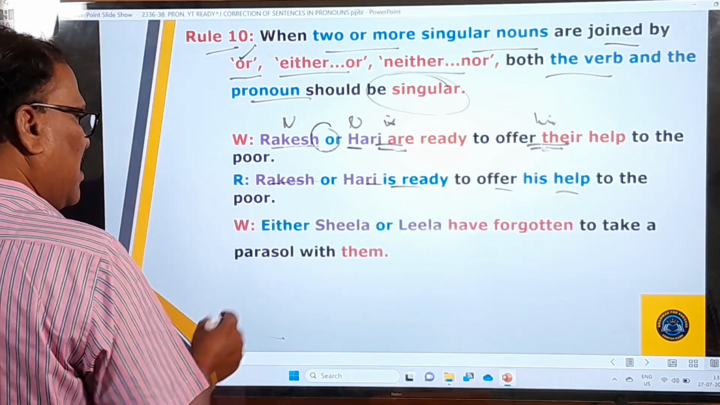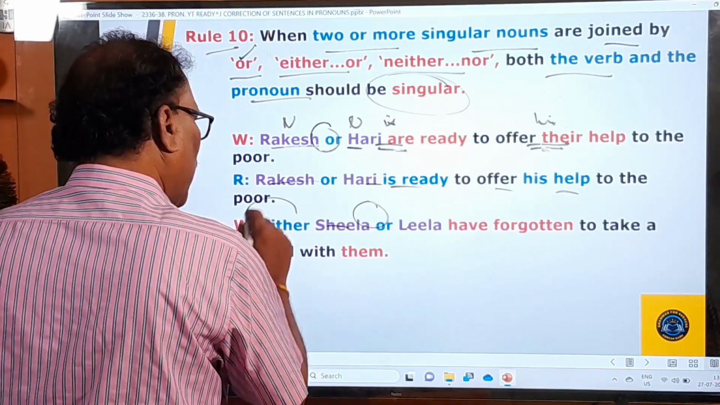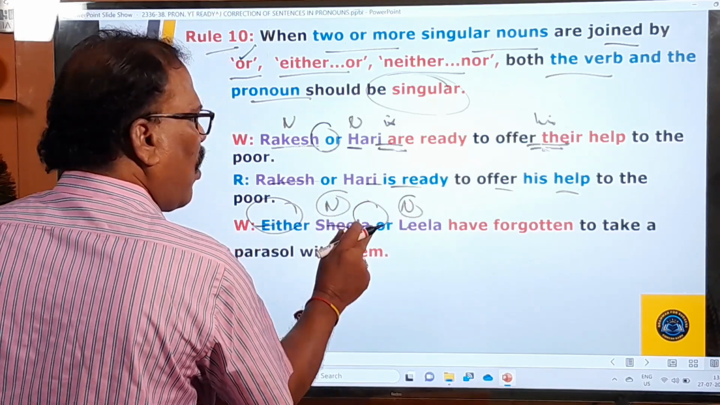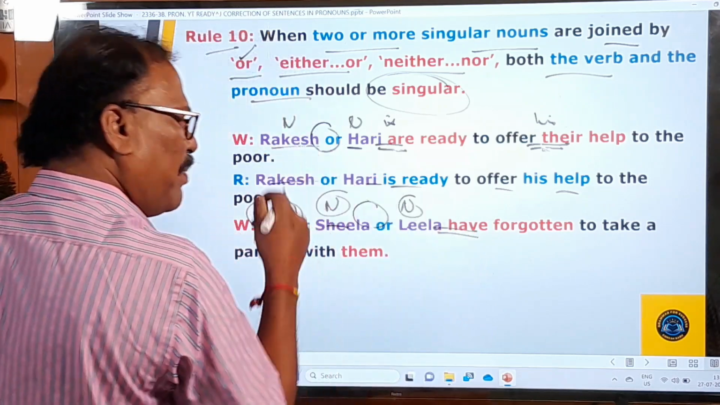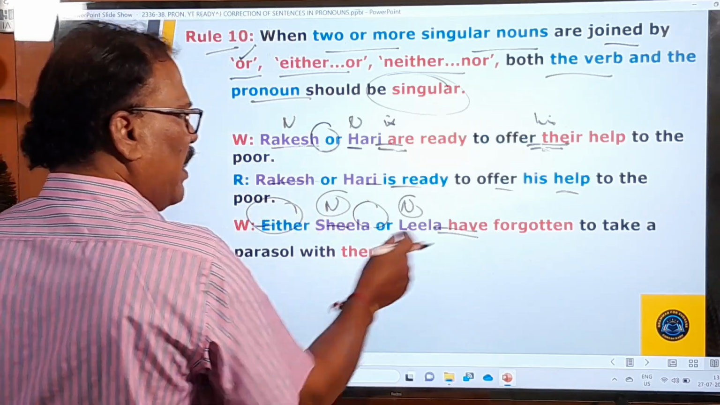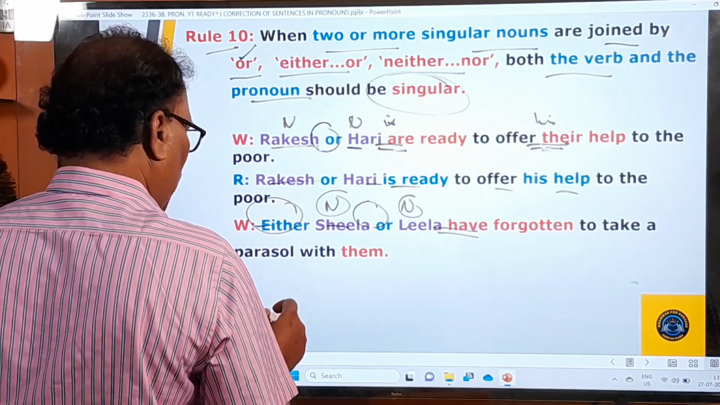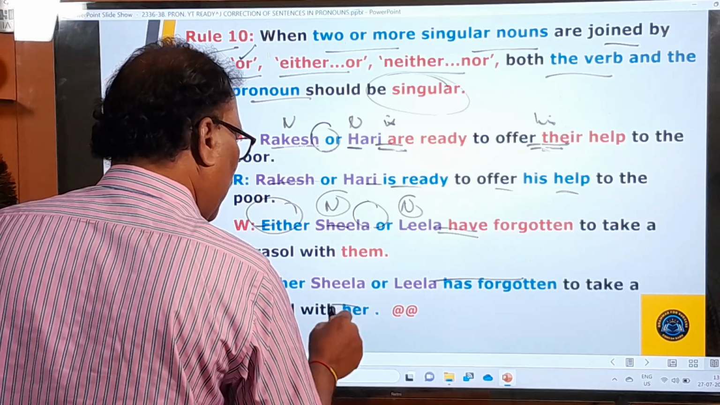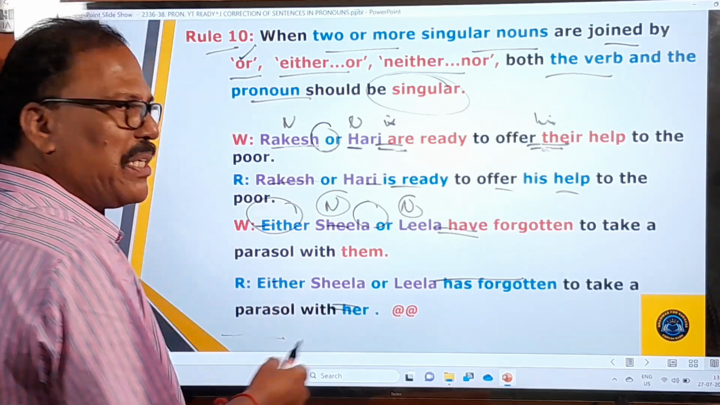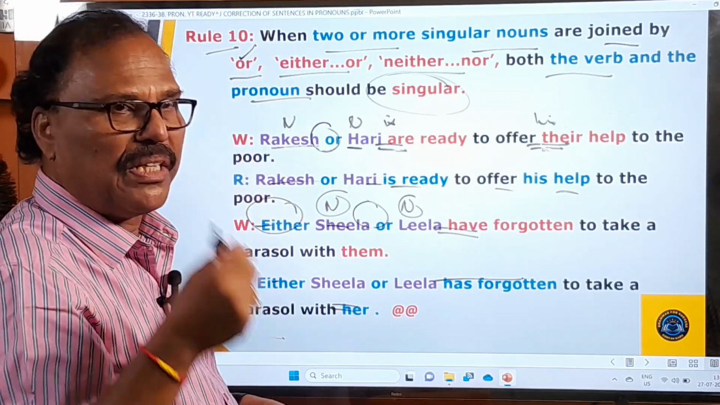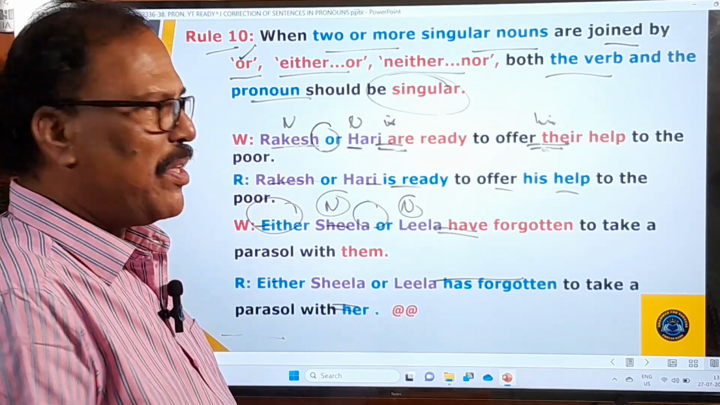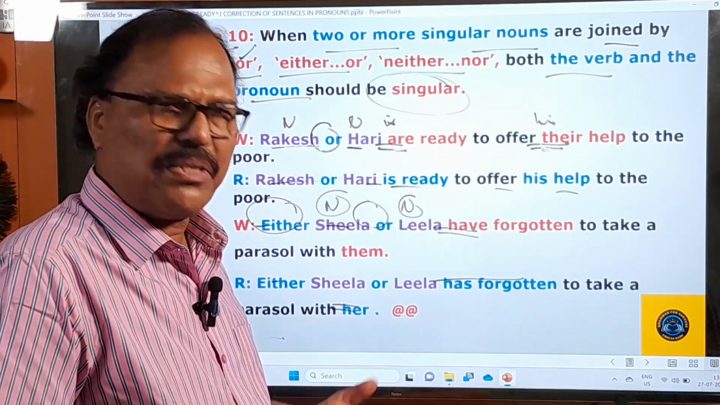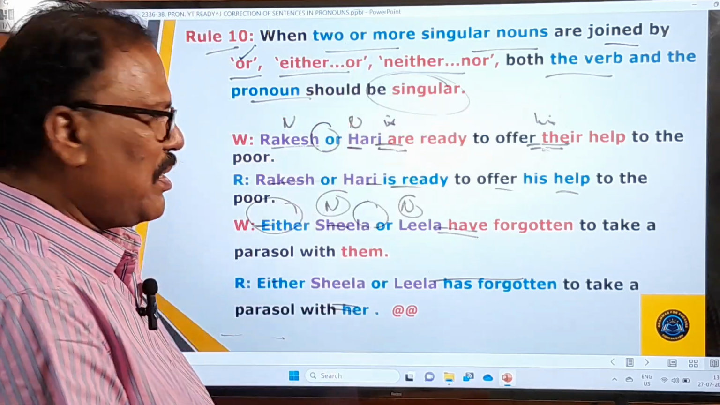In the next example, either Sheila or Leela. Here we are connecting these two nouns. This is a noun, this is a noun. We are connecting them with either or. So there must be a singular helping verb or main verb and a singular pronoun. But here they are given plural ones. Either Sheila or Leela has forgotten to take a parasol with her. Parasol means an umbrella. Nowadays, it is drizzling all over this area, all over Hyderabad. People are coming out with their umbrellas. Parasol also means a small, stylish umbrella.